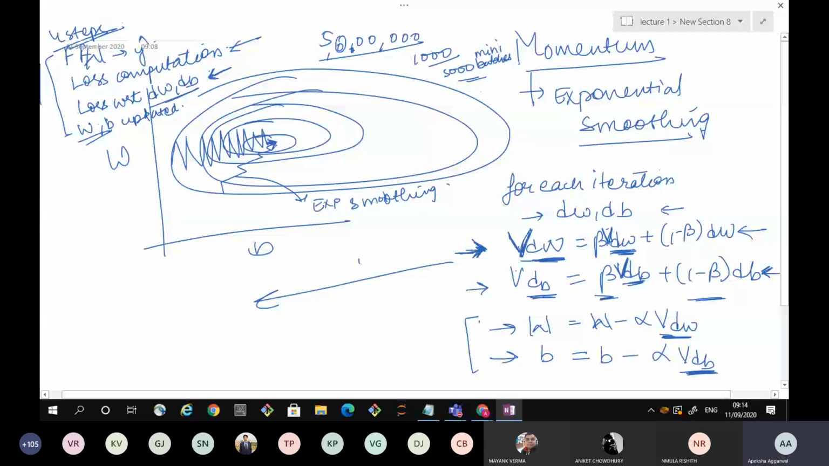Now what is v? V's are dependent on previous values of weights as well. So that is how these dw and db's are smooth. Okay, so this is momentum. This is gradient descent with momentum.